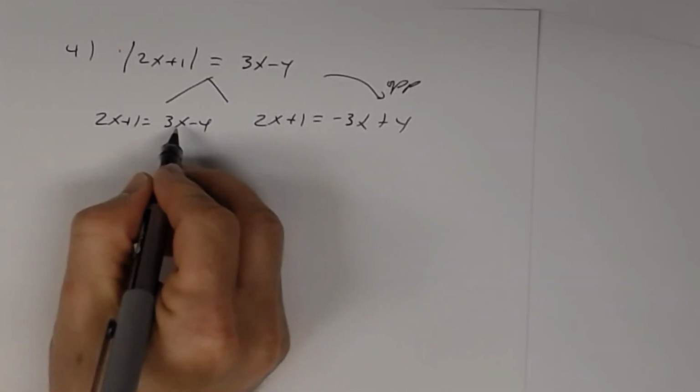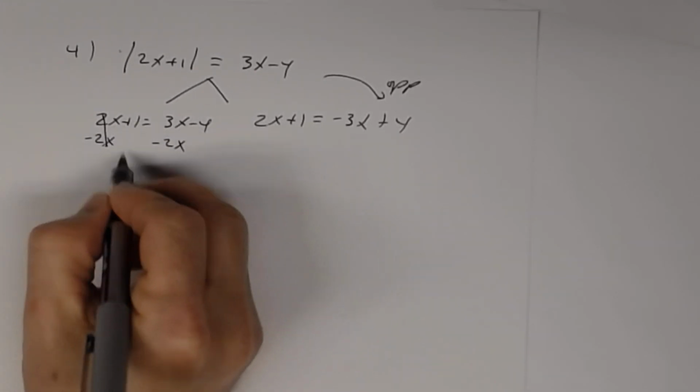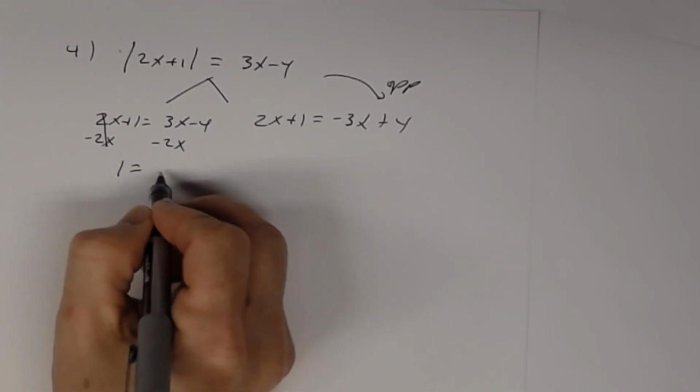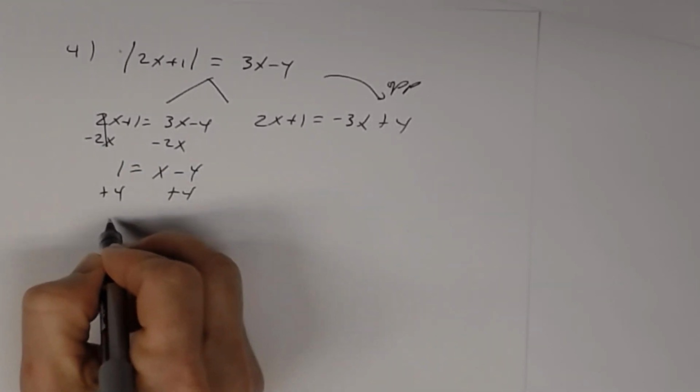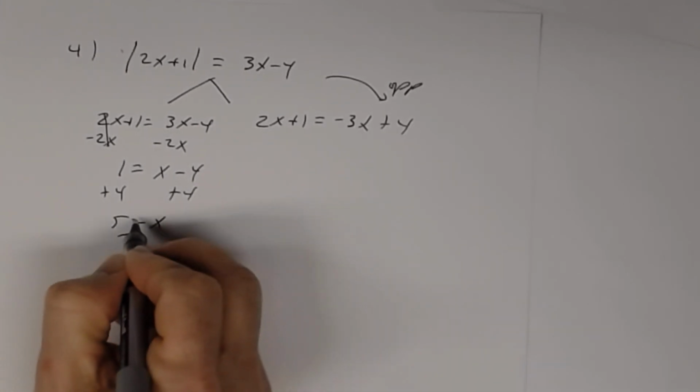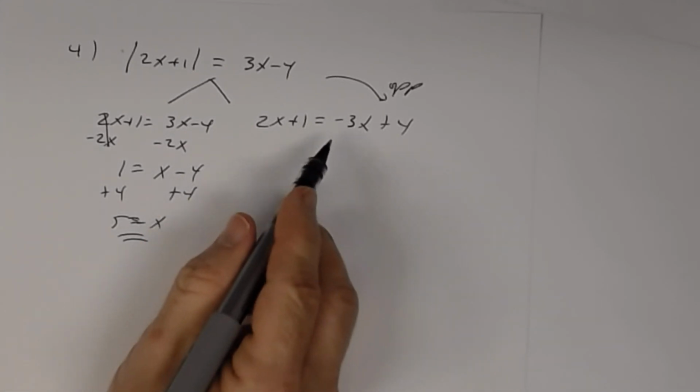So let's go ahead and bring the variables to this side. So I have to subtract 2x from both sides. So I get 1 equals 3x minus 2x is x minus 4. And then add 4 to both sides. I get 5 equal x. All right, now I've got to check this at some point. All right, let's do this one now.